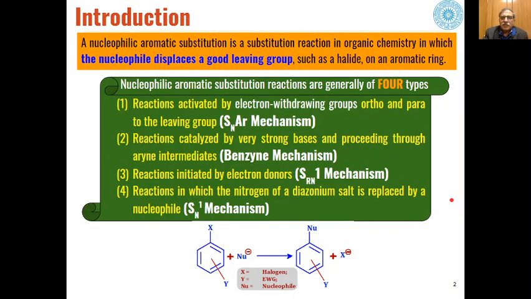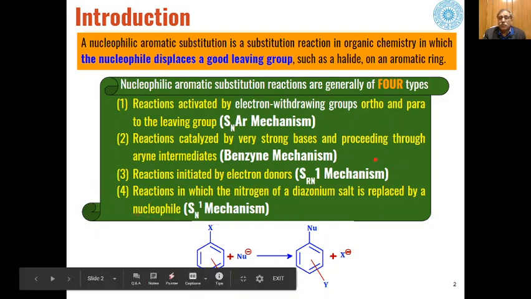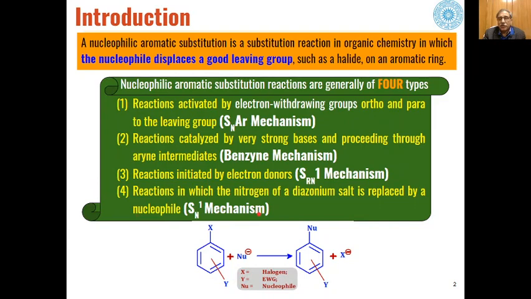As I have told you in the previous lectures, any reaction involving an aromatic ring where a nucleophile displaces a leaving group is known as a nucleophilic aromatic substitution reaction. Mainly these reactions can be categorized into four types. In the first two lectures we have discussed the SNAr mechanism and the benzyne mechanism. In this third lecture we will discuss these two unimolecular mechanisms, the SRN1 mechanism and the SN1 mechanism.